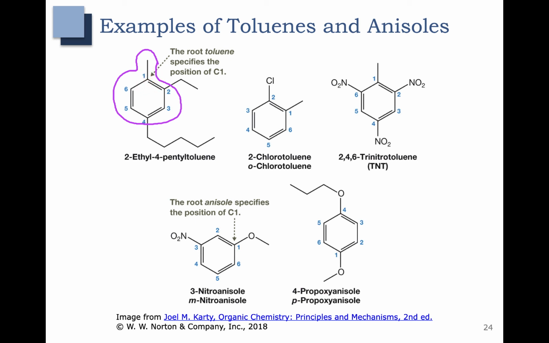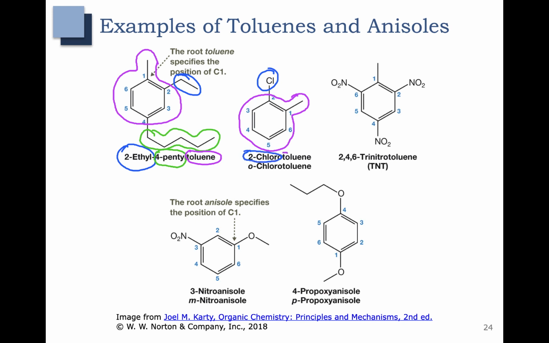We then number to the right because the next substituent is at position 2. So this becomes a 2-ethyl-4-pentyltoluene. In our second toluene example, here's our parent chain. The carbon with the methyl group that's part of the toluene gets the number 1, and we number to the left to give the chlorine number 2. So this is referred to as 2-chlorotoluene. It can also be called orthochlorotoluene or o-chlorotoluene.